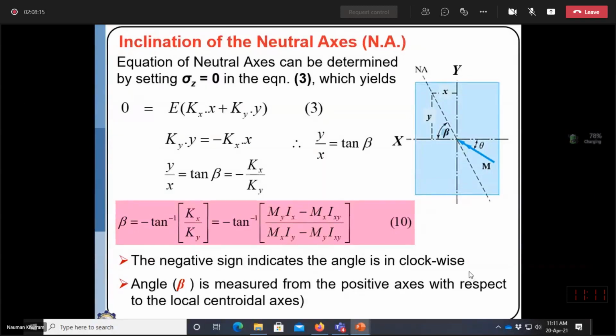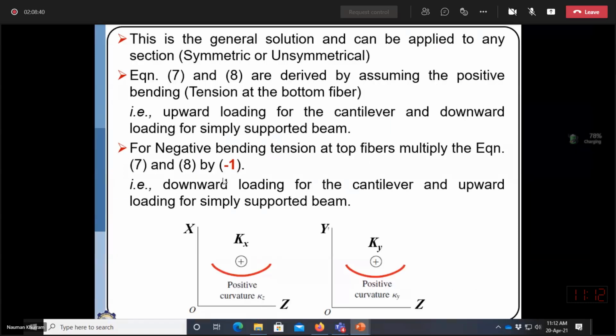So beta, or the orientation of the neutral axis, is measured from the positive x-axis with respect to the local centroidal axis. So angle beta is always measured from the positive x-axis, and a negative sign indicates that the angle is clockwise. If theta is positive, then the angle will be in the counterclockwise direction. So this is the general solution and can be applied to any section, symmetrical or unsymmetrical.